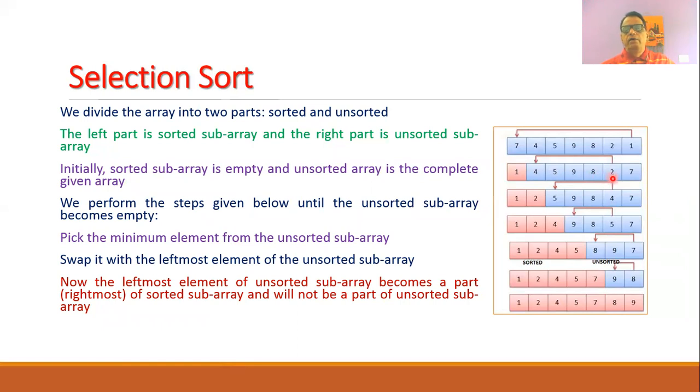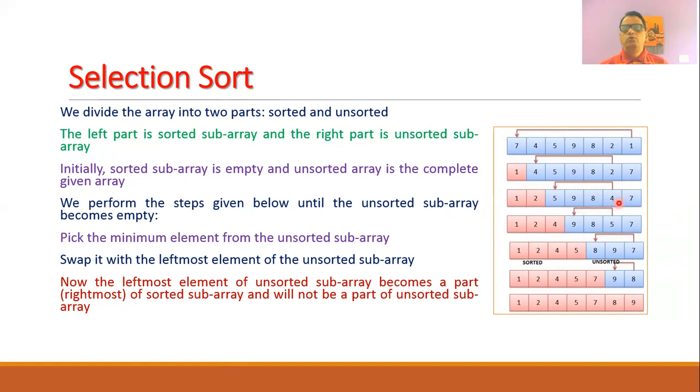Then later, we will again compare the elements of the unsorted array, and we will pick up the minimum and swap it with the leftmost element of the unsorted array. And therefore, at the position of 4, the 2 will be shifted, and the 4 will be shifted to the position of 2. Now you will find that 1 and 2 become the elements of the sorted array, and in the unsorted array, we will have the rest of the elements.